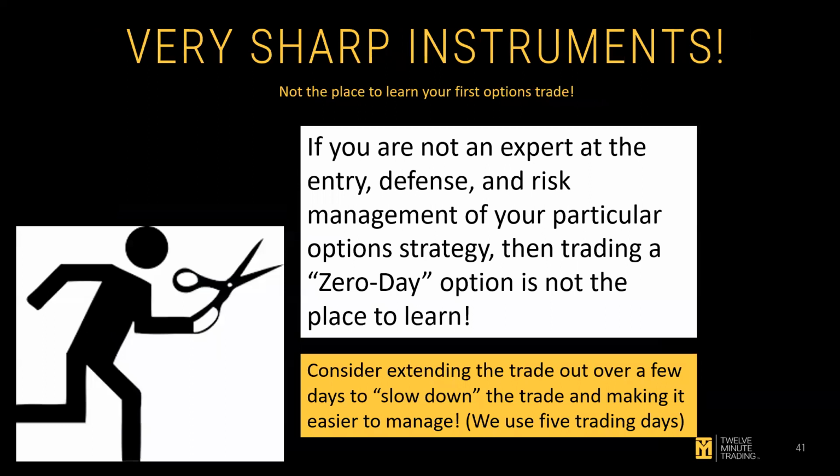Now, these are very sharp instruments. Not the place to learn your first option trade is to do these 0 DTEs. So consider extending the trade out over a few days to slow down the trade. So at 12-minute trading, we're generally using 5 trading days, which is a nice compromise. We've got something where you get some pretty good distance, really fast time decay, but you're not slugging it out with the price, hand-to-hand combat.